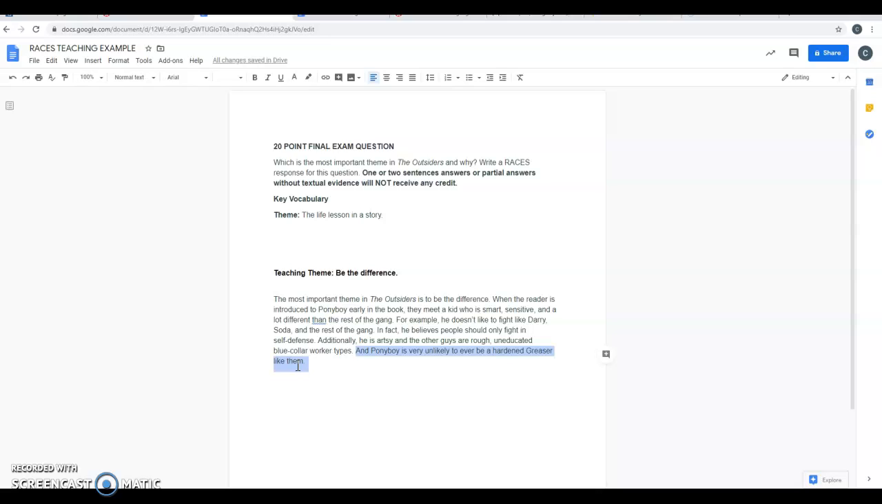So I want you to think toward the end of the book, where's an example that shows that Ponyboy probably is never going to be a hardened kind of criminal like Dally or somebody else who's a little bit more rough around the edges. Think back toward the end of the book. There was something that happened very specifically, and 2-Bit was there as well. What evidence could I possibly use to support that statement toward the end of the novel? So go ahead and pause the video, flip through, and see if you can find that example. Kind of a scavenger hunt here. 3, 2, 1, pause.